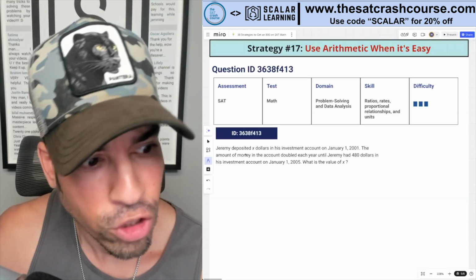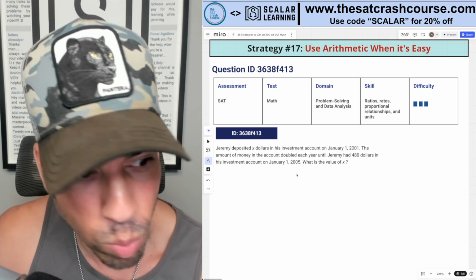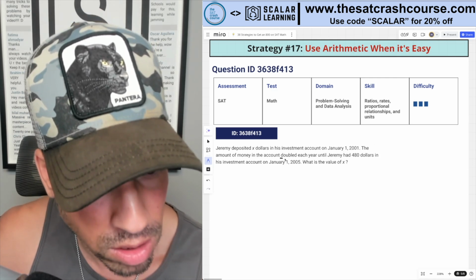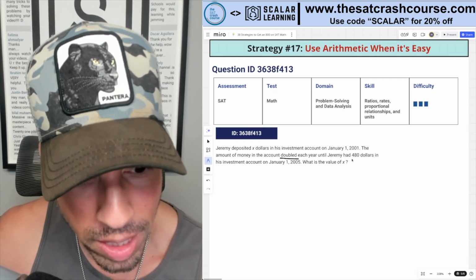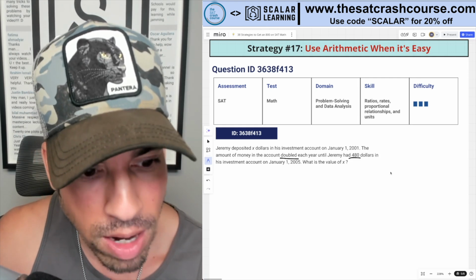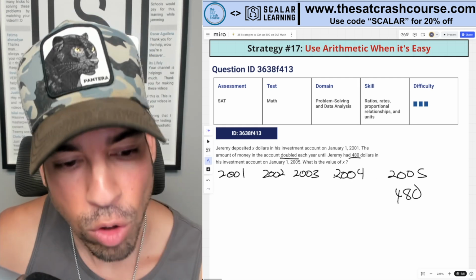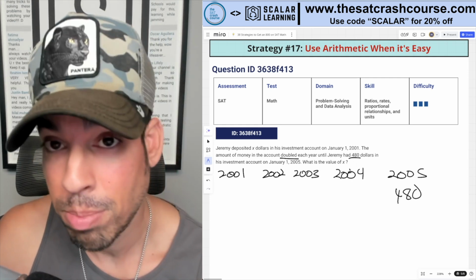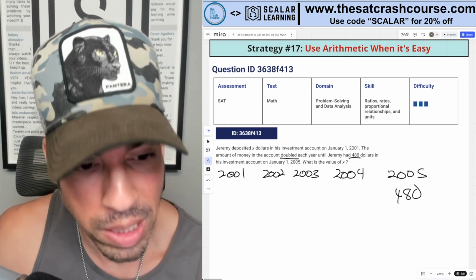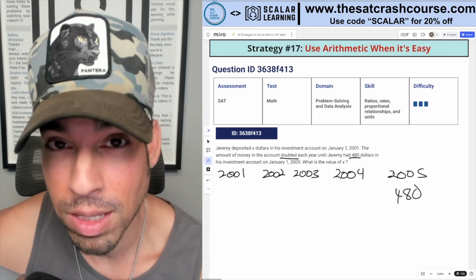So check this out. Jeremy deposited X dollars in his investment account on January 1st, 2001. The amount of money in the account doubled each year until Jeremy had $480 in his investment on 2005. What is the value of X? And again, that's the value put in 2001. So could I make an exponential equation? Could I plug in values like that? Yeah, of course I could, but this is a relatively easy operation that you can even do mentally. I'm not even going to use Desmos.